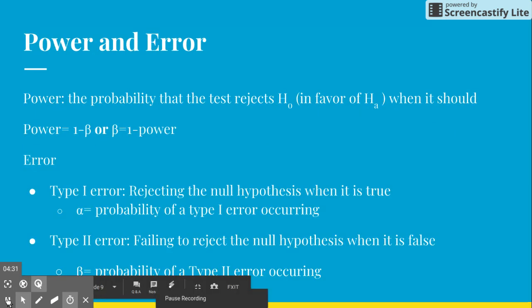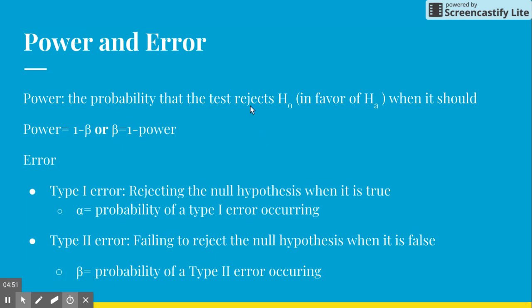Then going into power and error, power is the probability that the test rejects the null hypothesis in favor of the alternative hypothesis when it should. And in order to find power, you can do 1 minus beta, or beta equals 1 minus power. And then for error, there's 2 types of error. A type 1 error is rejecting the null hypothesis when it is true, and alpha equals the probability of a type 1 error occurring. And then a type 2 error is failing to reject the null hypothesis when it is false, and beta equals the probability of a type 2 error occurring.